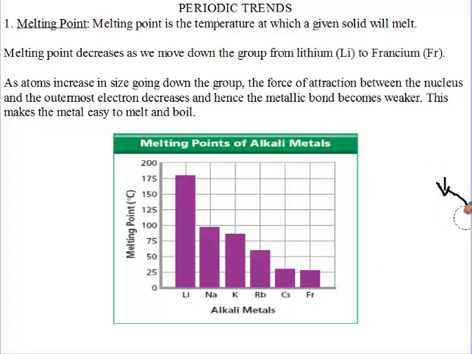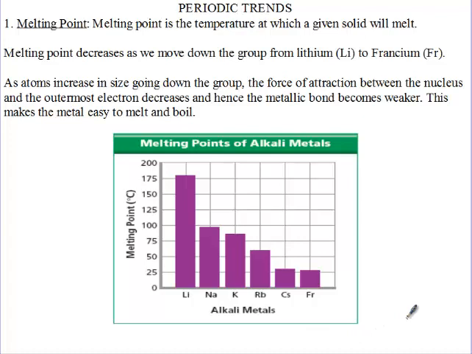As you move across the period, metallic properties decrease. In a metallic group, as you move down, the metallic properties will increase. In a non-metals group, as you move down, the metallic properties will decrease.